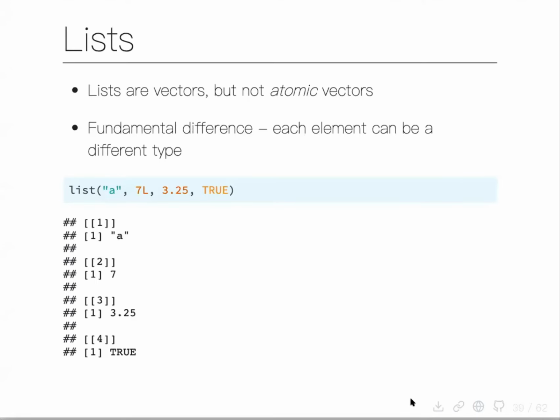Okay, so lists are vectors, but they're not atomic vectors. The fundamental difference between lists and atomic vectors is that each element in a list can be a different type. So we're not forced to having everything be of the same type, right? Here I have a list that I've created that has A, 7L, 3.25, and TRUE. So we've got all 4 types here, and it stores them all, and we have no problem. It prints a little differently, and that's maybe a little weird, but it is a vector now that has those 4 things, and all is good. We didn't lose any information.